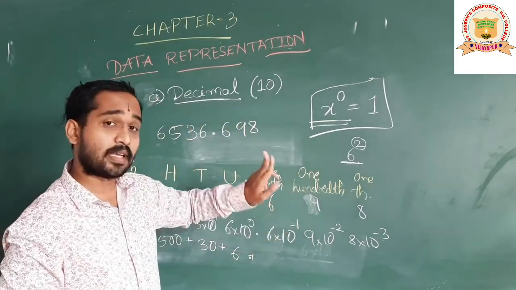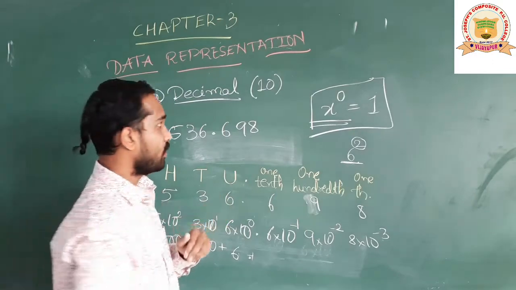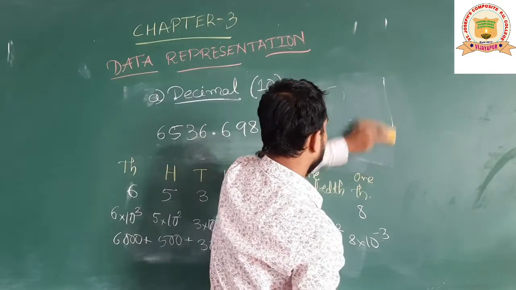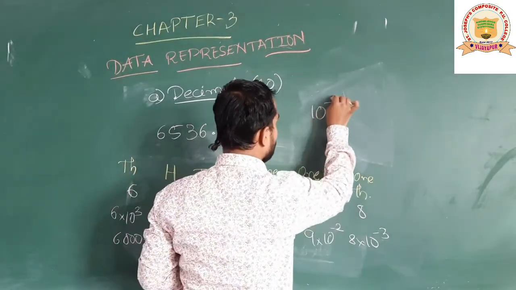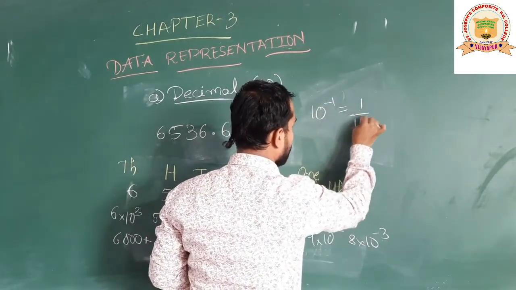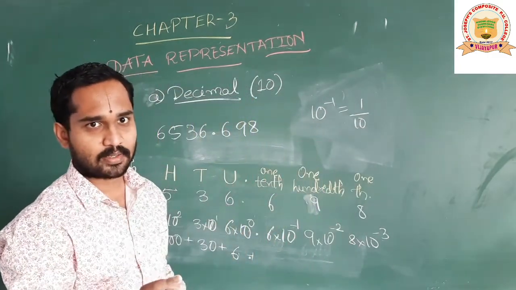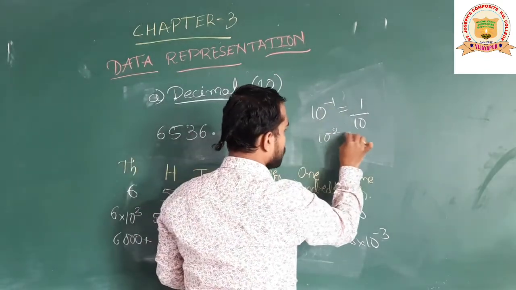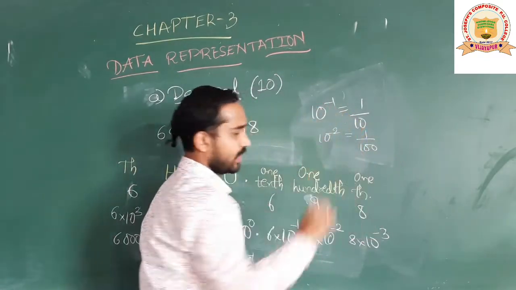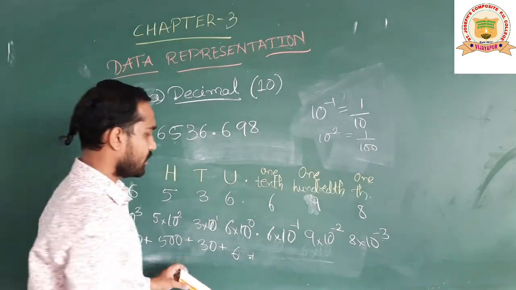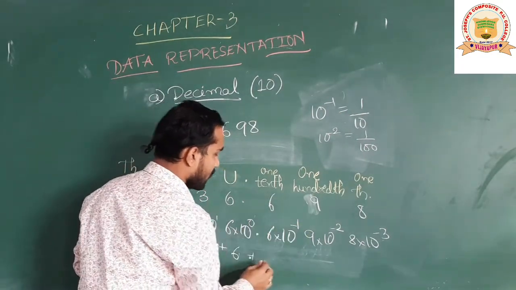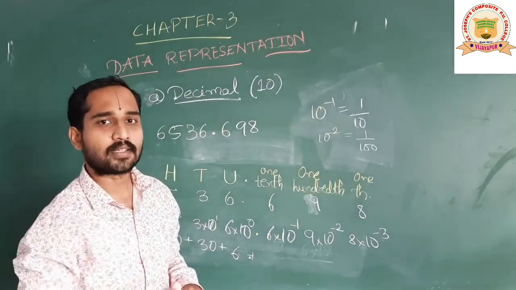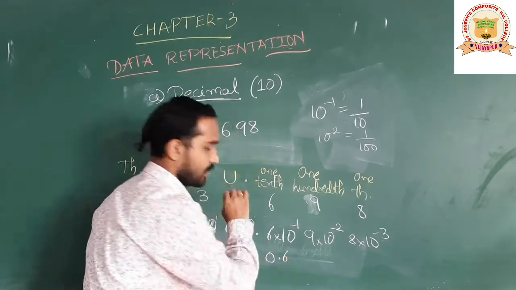Then 6 into 10 raised to minus 1. Now what is 10 raised to minus 1? Please remember your maths basics. 10 raised to minus 1 is nothing but 1 by 10. When I say 10 raised to minus 2, it is 1 by 100. This is simple maths. So 6 into 10 raised to minus 1 means 6 into 1 by 10, that is 6 by 10, which is 0.6.